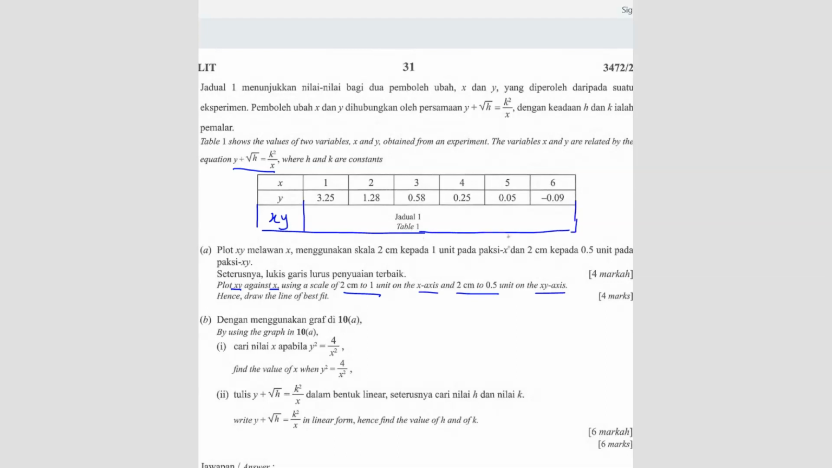I've already calculated it for you. You just have to multiply these to find xy. So this one would be 3.25. This would be 2.56. This would be 1.74. This would be 1. This would be 0.25 and negative 0.54. Now we should plot our graph.